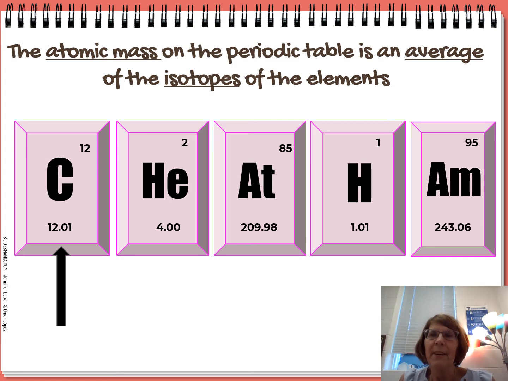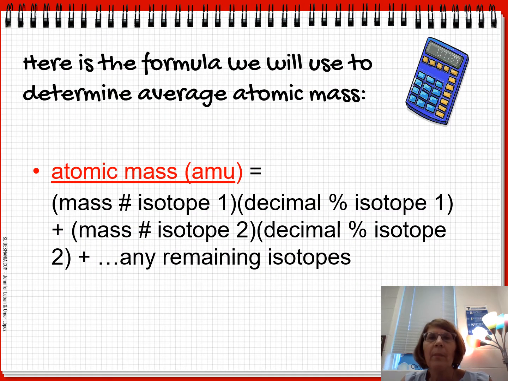The isotopes have different weights. So for instance, helium is 4.00260 on the upper left. That's our average atomic mass. So the formula we're going to use for average atomic mass is mass of isotope 1 times the decimal percent of isotope 1, plus mass of isotope 2 times the decimal percent of isotope 2, and any remaining isotopes.